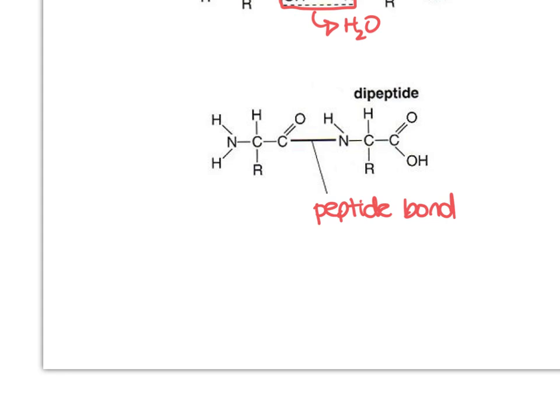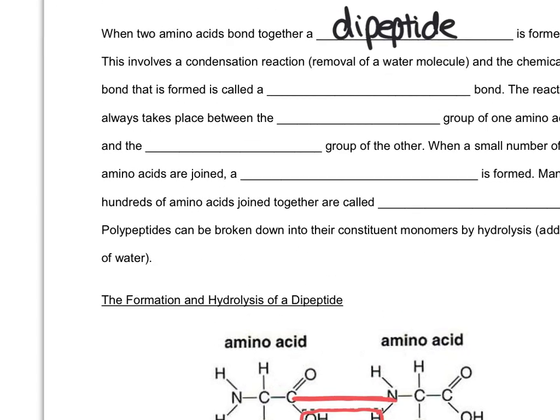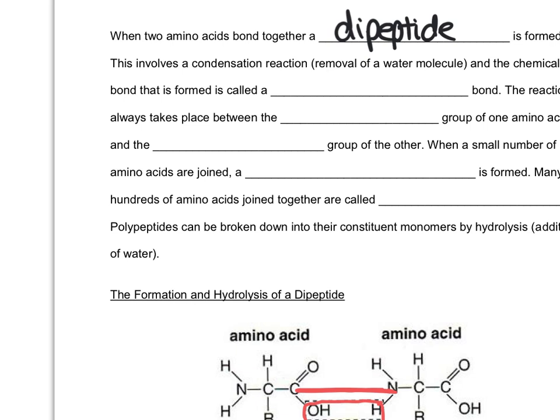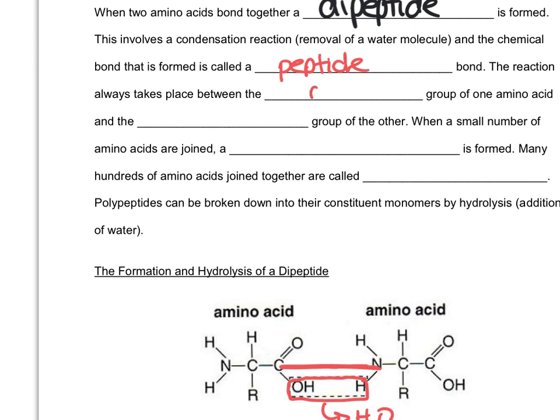Now, and then if you get a whole chain of these, so for example, insulin has got about, I can't remember, I think it's 153 amino acids or something like that in a big long chain. That's called a polypeptide. So up here, missing words are, we've got dipeptide, the bond is called a peptide bond. The reaction always takes place between the OH group of one amino acid and the H group of the other.